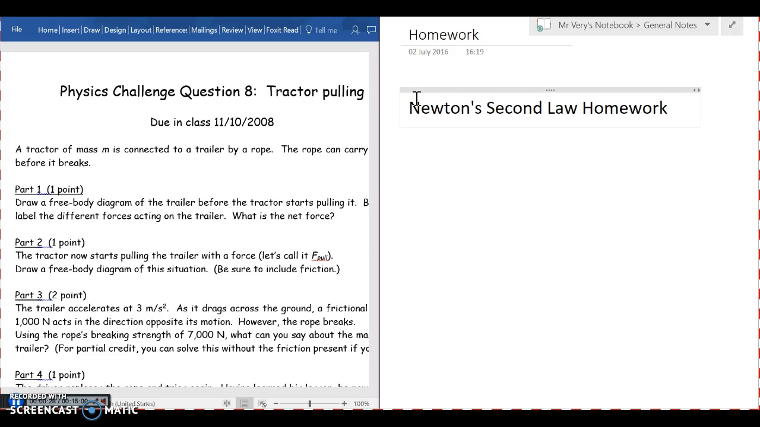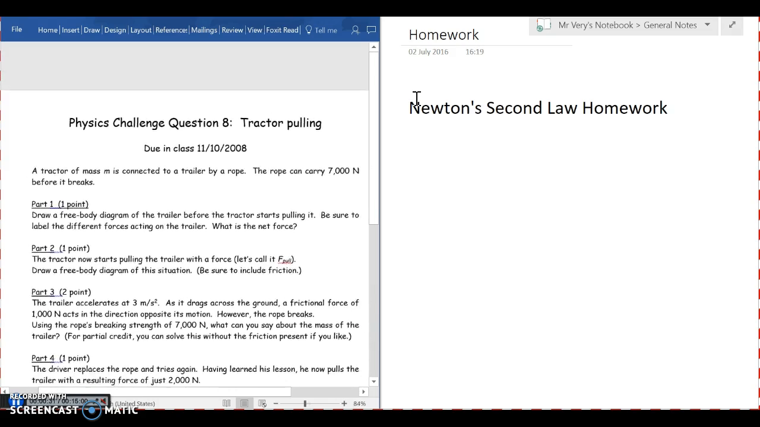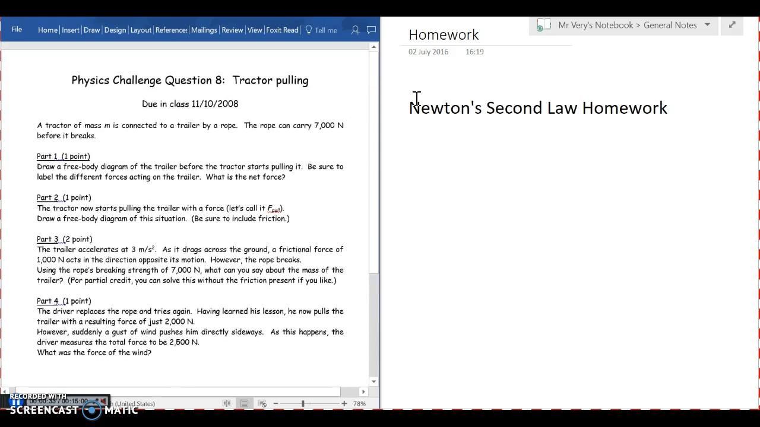You will also need the question set which I've attached to the email in which I gave you the link to the homework. It looks a bit like this on the left. You'll need that open as well. Okay, all you're going to do is answer these 4 questions for your homework. It shouldn't take you too long.